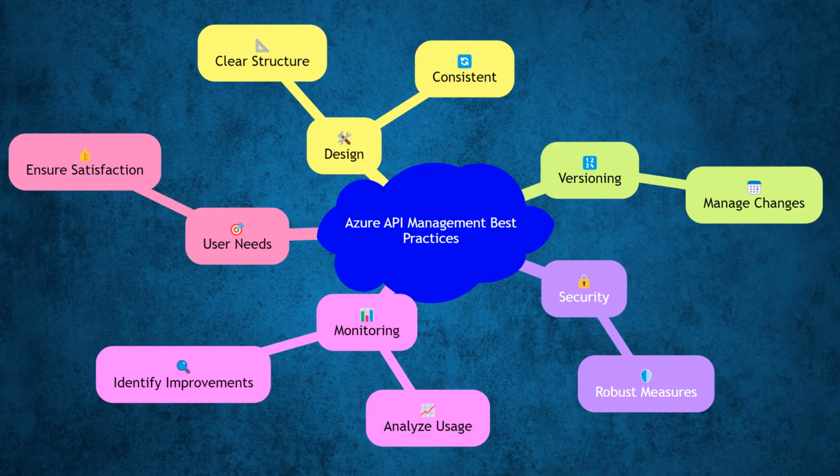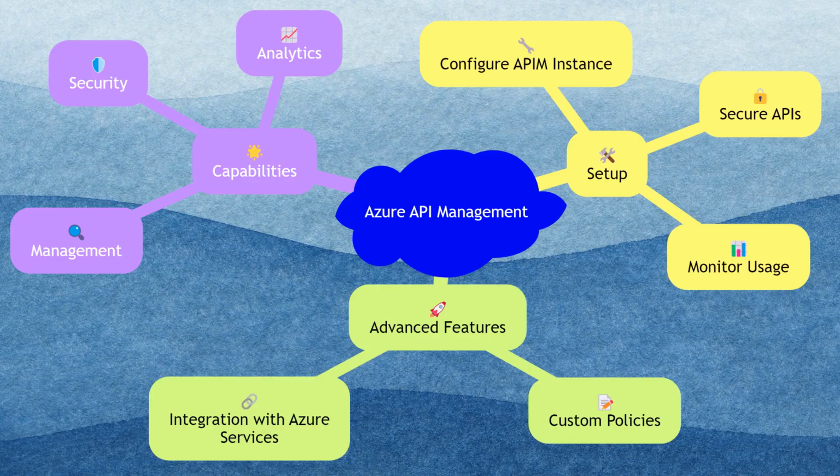To get the most out of Azure API Management, follow best practices such as designing APIs with a clear and consistent structure, using versioning to manage changes, and implementing robust security measures. Regularly monitor and analyze API usage to identify areas for improvement and ensure your APIs are meeting the needs of your users. Azure API Management is a powerful tool for managing and securing your APIs.